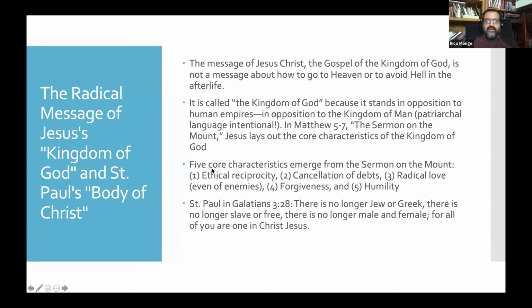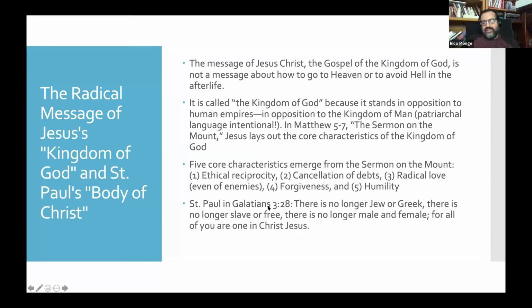This third thing I have here: five core characteristics emerge from the Sermon on the Mount. This is Jesus's key teachings on what the kingdom of God looks like, the way of life he's bringing. It's ethical reciprocity. Treat others like you want to be treated. That doesn't go with imperial exploitation. Cancellation of debts. Debt is one of the main ways to exploit people. If you don't understand that yet, you will after you graduate with a bunch of student loan debt. Radical love of even your enemies. And finally, forgiveness and humility. And all of these explode these kinds of exploitative otherings that we've been talking about.